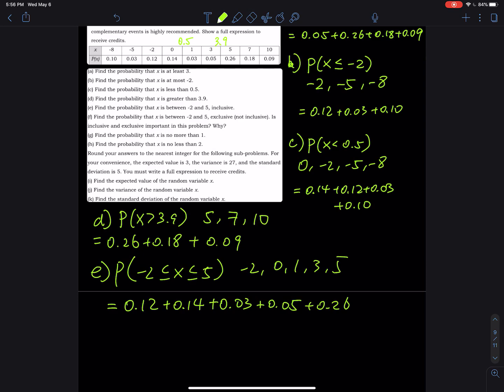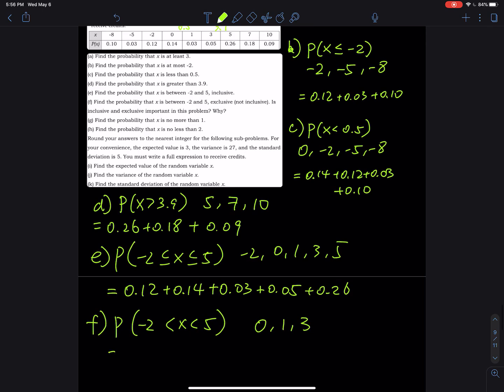And then the next one is F, exclusive. Exclusive means you omit the -2 and 5. So this time you only take 0, 1, and 3. So the difference is you exclude 2 probabilities. You take 0.14, 0.03, and 0.05. So that is part F.